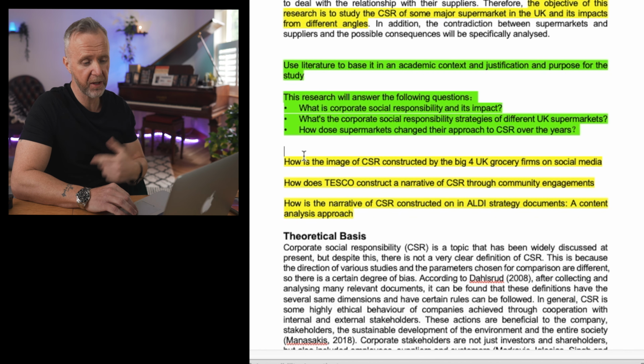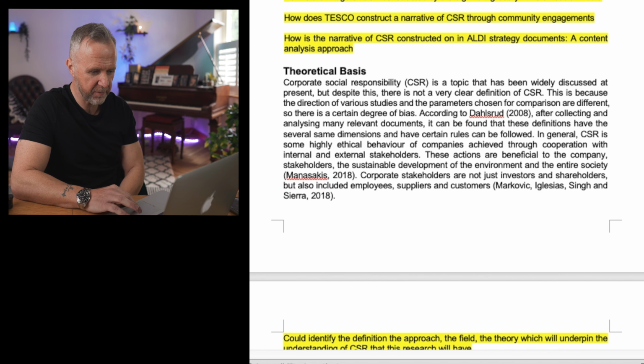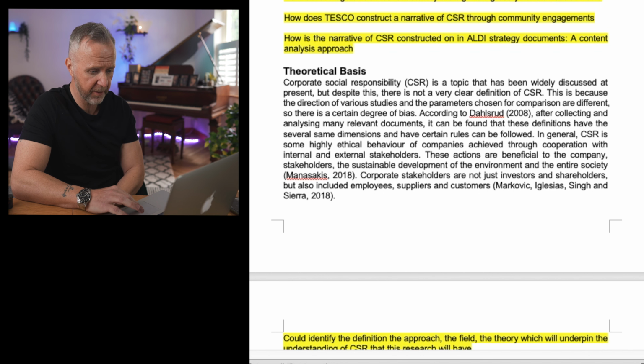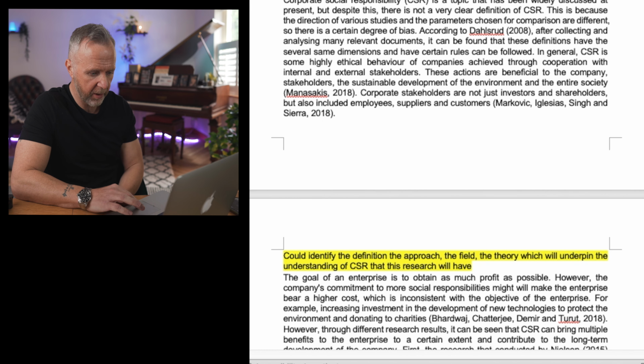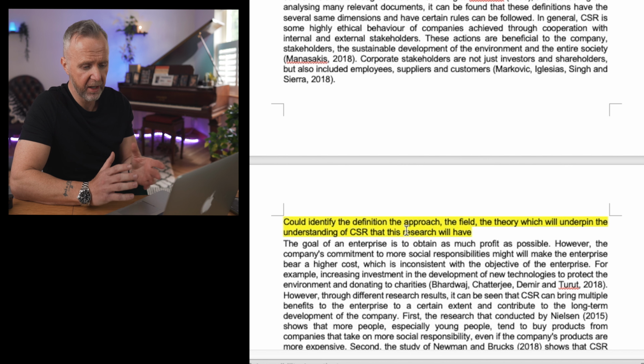So next we're going to look at some of the theoretical basis. So going down here, they're talking about broad theories, and I've made some comments as I go down. Perhaps you can pause this at times so you can read it in fuller. I didn't think that they, in this first yellow part down here midway, identified the definition of the approach, the field, the theory which will underpin the understanding of CSR that this research will have. So they're talking about CSR, but it's a broad field. And there's many ways that many different scholars, many different disciplines will approach, position their understanding of that.